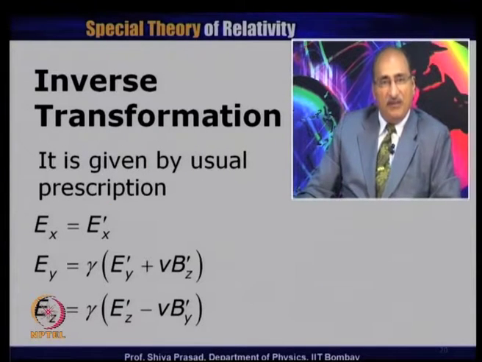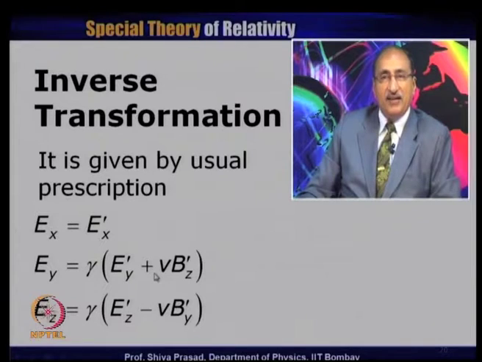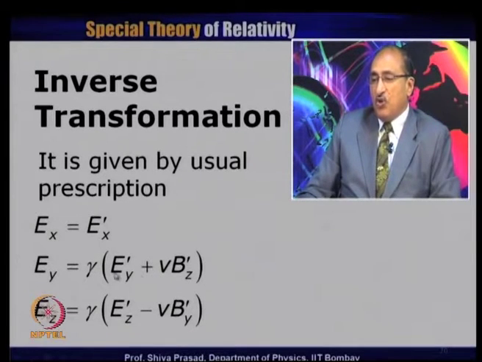This is what I have written. Inverse transformation, it is given by the usual prescription. So, I have written Ex is equal to Ex prime because that does not change. Here I have changed the sign. Here Ey is equal to gamma times (Ey prime plus V Bz prime). Here also I have changed the sign. Ez is equal to gamma times (Ez prime minus V By prime). So, if I know electric and magnetic field in S prime frame of reference, I can calculate what will be the electric field in S frame.